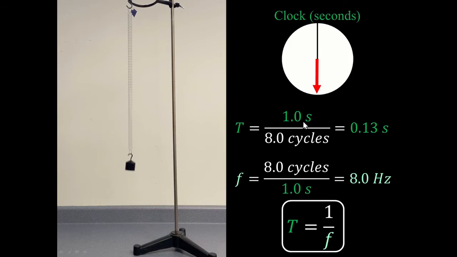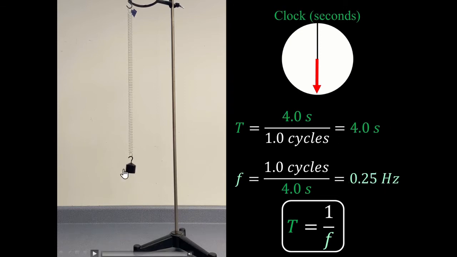Let's do this here. We're going to let this go for 1 second. So 1, 2, 3, 4, 5, 6, 7, 8. You can count fast. In 1 second, it made 8 cycles. So its period was 0.125, but I rounded up to 1.3 because we only had 2 sig figs. And then frequency, it made 8 cycles in 1 second, so its frequency was 8 Hertz.